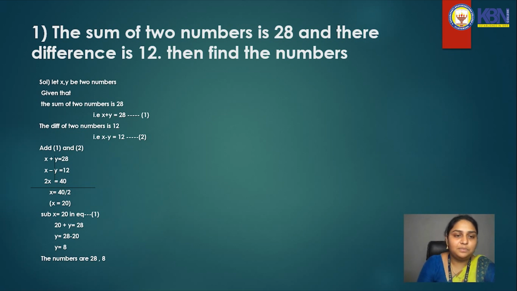We have to substitute in equation 1 or equation 2. Here I am taking the equation 1. Just substitute the x is equal to 20 in equation 1. Then we get 20 plus y equal to 28. Then we get y is equal to 28 minus 20, that is y is equal to 8. Therefore, the given numbers are 28 comma 8.